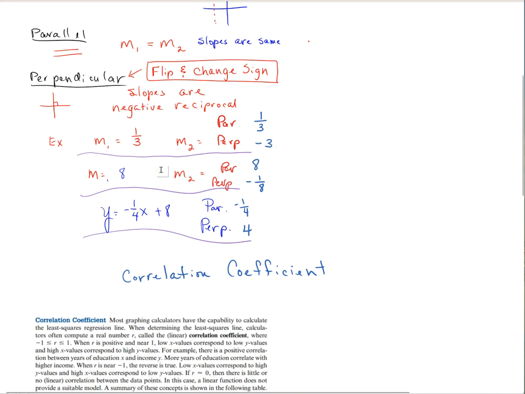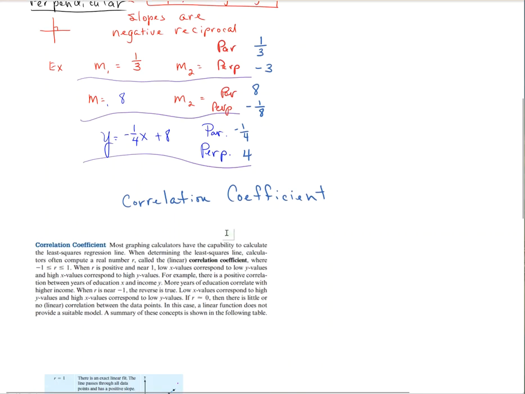If you're given 8, parallel would be 8. Flip that, that's 8/1, you flip it, you get 1/8, and you change the sign. In this one, you've got negative 1/4 x plus 8. Parallel slope would be negative 1/4. Perpendicular, you're going to flip that, 4/1, and change it to positive. You won't be given it quite that straightforward. You may have to do a little bit of finagling and planning to get a new equation, but we will do that in the problems.